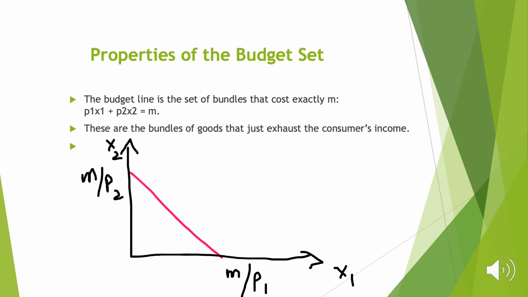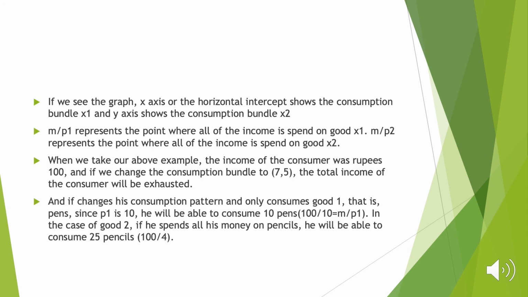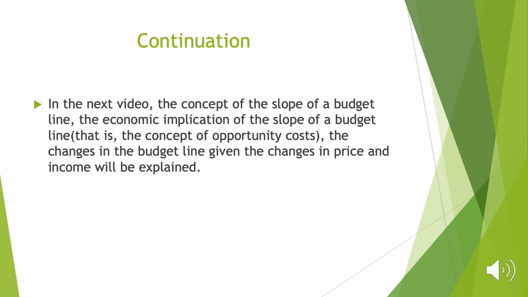So, in the next video, the concept of the slope of a budget line, the economic implication of the slope of a budget line, that is the concept of opportunity cost, which will be constant in this case, and the changes in the budget line given the changes in price and income will be explained.